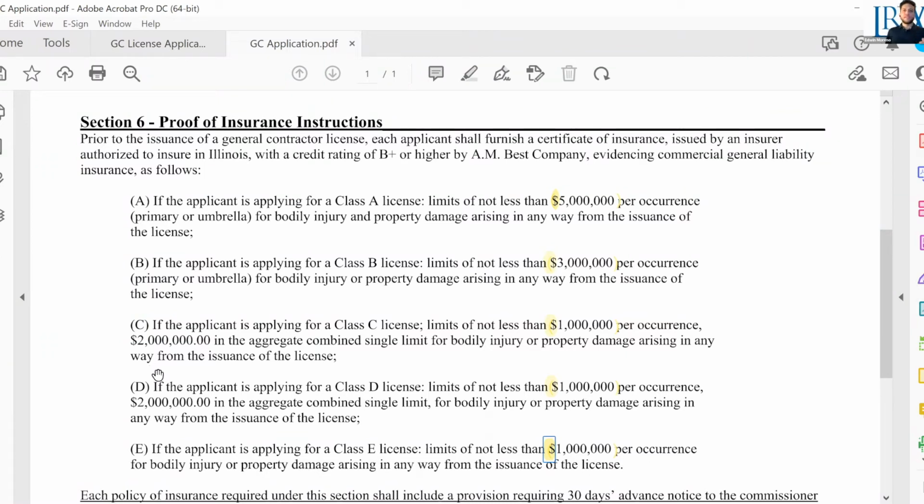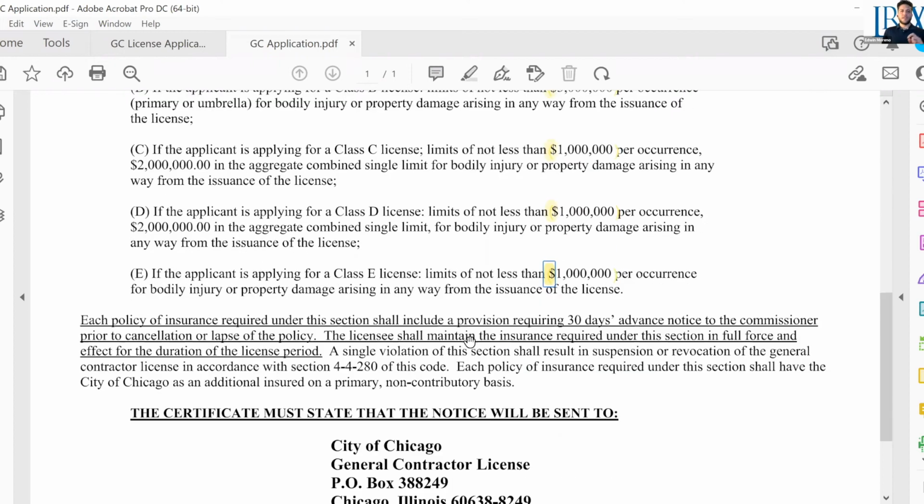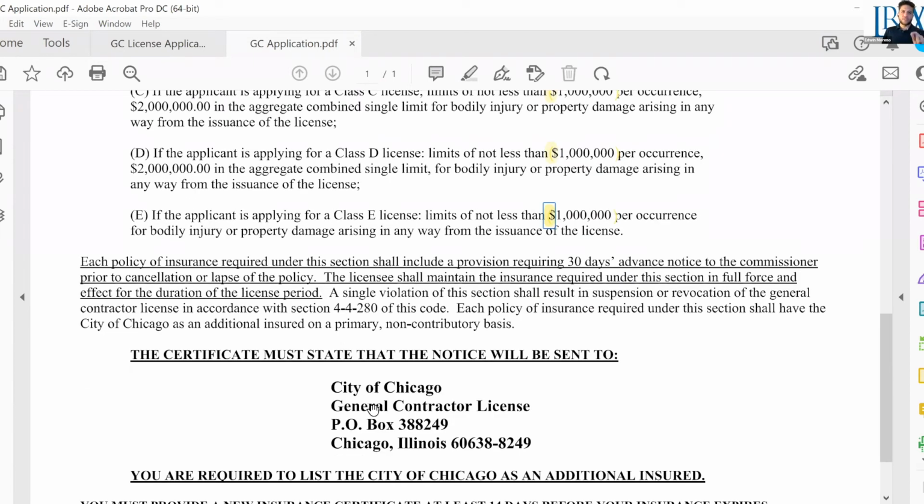The way that they review these limits is with something called a certificate of insurance, which is another thing that your insurance agent should be able to provide to you. And what they want is something specific on that certificate. They want the city of Chicago general contractor's license to be listed as certificate holder and additional insured.